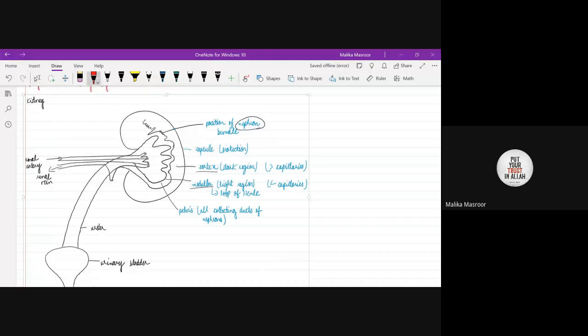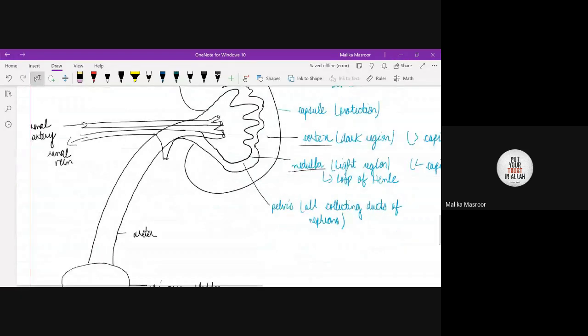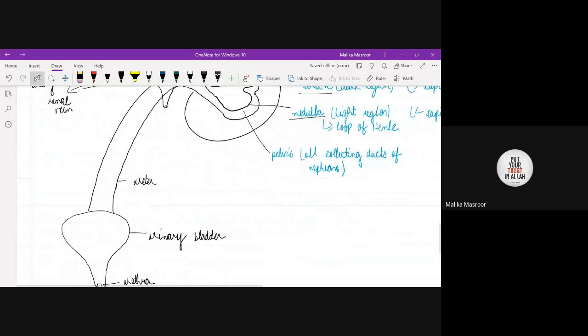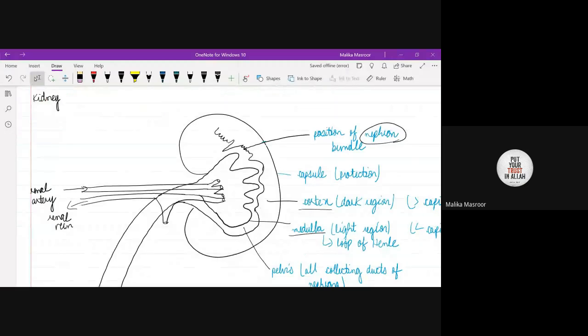Right, outside you have a capsule that is for protection. A renal artery and renal vein. This is your ureter that enters your urinary bladder, same with the urethra, everything is the same. Inside you have these tubule-like formations. This is your nephron. Like, everything has a smaller subunit, like an organism's smaller subunit is a cell, right?